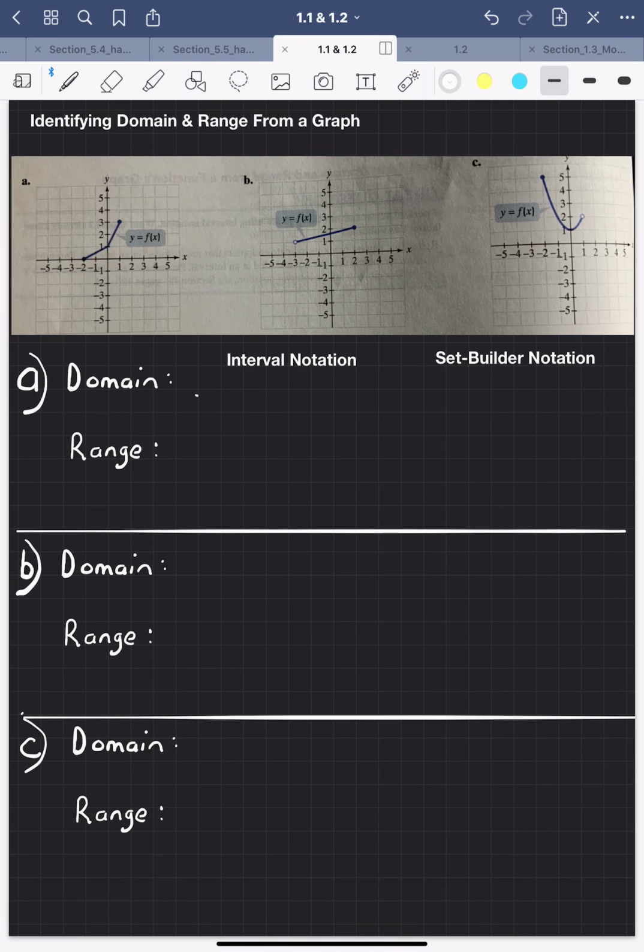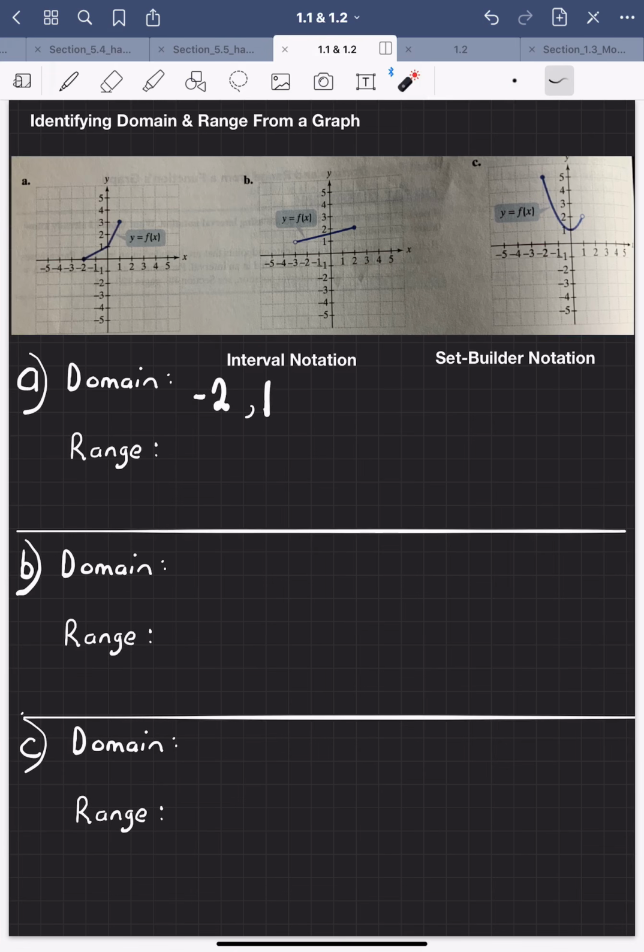So it starts at -2. Please remember, I'm only looking left to right. When I say domain, we're looking left to right. So it starts at -2, and don't you agree with me that it stops when we get to 1?